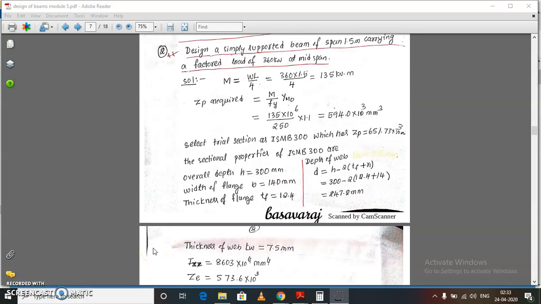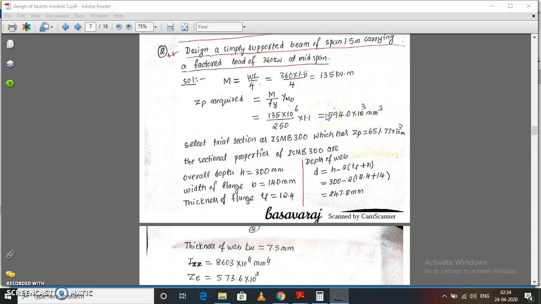So next step, you calculate the plastic section modulus required. By using the bending equation, ZP is equal to M by Fy into gamma m0. So moment is 135 kilonewton meter, that is 135 into 10 power 6 divided by Fy 250 into 1.1 factor of safety. So 594.0 into 10 power 3 mm cube. So this is the plastic section modulus required.